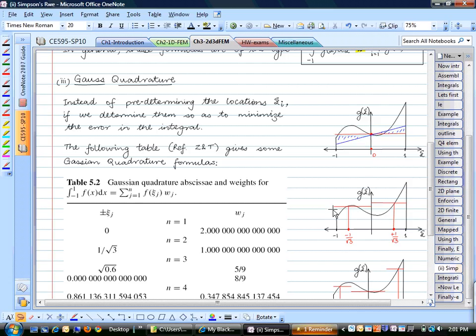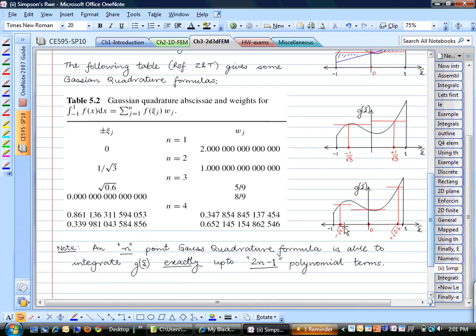So you can see that this rectangle and this rectangle put together is going to be equal to the area under this curve. Not approximately, equal to. It is going to be exactly equal to the area under this curve if this curve is cubic.